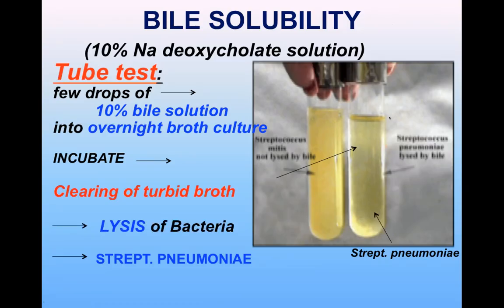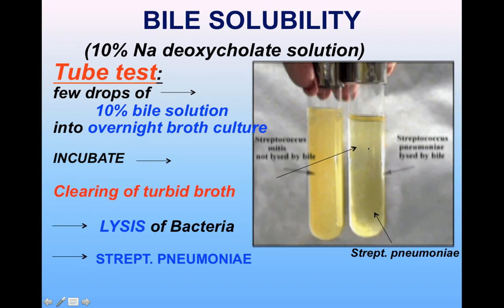For the tube test, you take an overnight broth culture of Strep pneumoniae. You have inoculated Strep pneumoniae in this glucose broth, and you keep it in the incubator overnight, or for about 18 hours, and then you add a few drops of 10% bile solution to it. If there is clearing of this turbid broth, that means that the bacteria has undergone lysis and it is Strep pneumoniae, as you see over here.